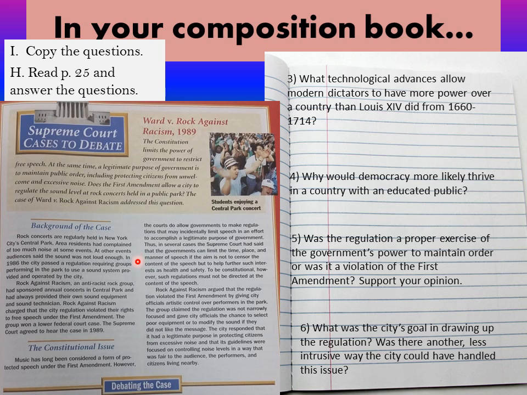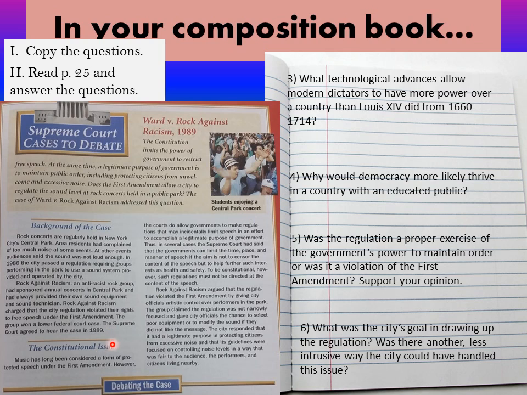In 1986, the city passed a regulation requiring groups performing in the park to use a sound system provided and operated by the city. Rock Against Racism, an anti-racist rock group, had sponsored annual concerts in Central Park and had always provided their own sound equipment and sound technician. Rock Against Racism charged that the city regulation violated their rights in free speech under the First Amendment. The group won a federal court case. The Supreme Court agreed to hear the case in 1989.